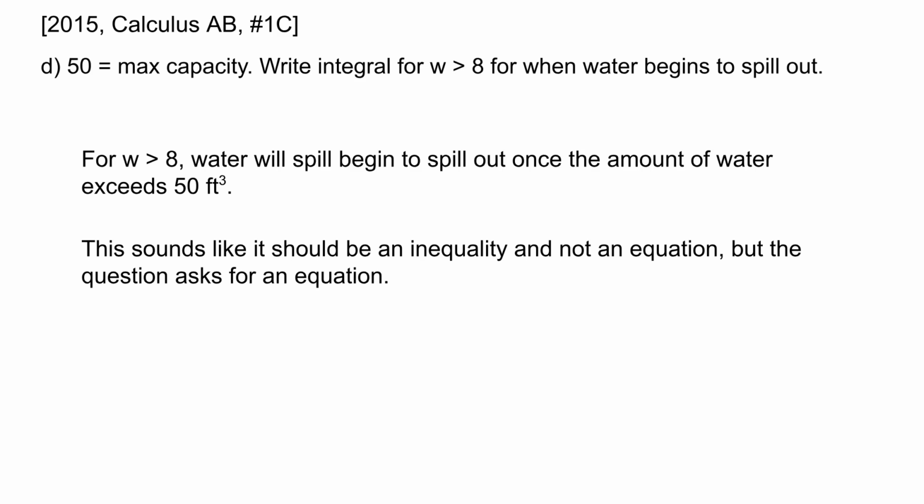The integral equation we need is going to be 30 plus the integral from 0 to w of r of t minus d of t equals 50. Basically, all we're doing here is trying to figure out when that is going to equal 50, and then that is when the rain pipe is at maximum capacity, and any additional rain will cause it to spill out.